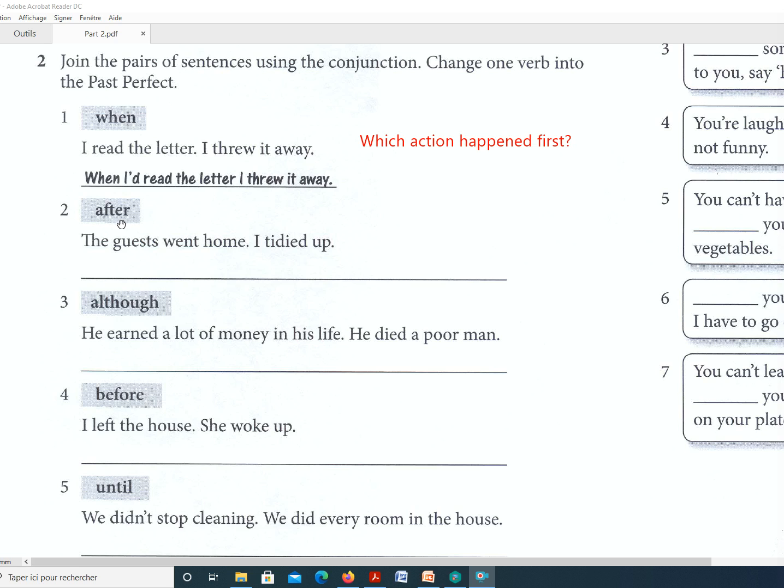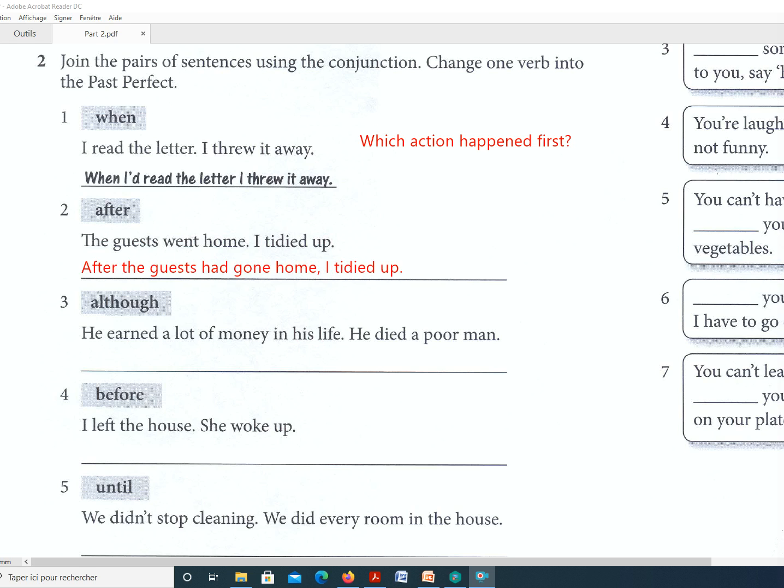Number 2, using after. The guests went home, I tidied up. To tidy up is just to organize, to put some order in the house, to put everything in its place. So this is the verb to go, this is the verb to tidy up. Which action happened first? It is the action of leaving, going, here. What are we going to say? After the guests had gone home, I tidied up.